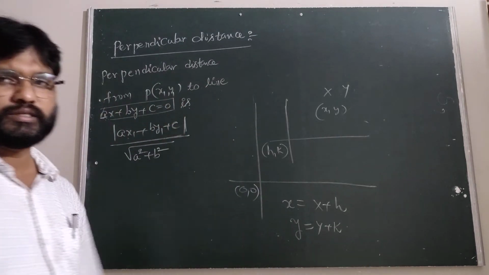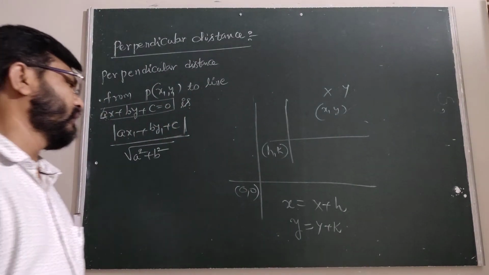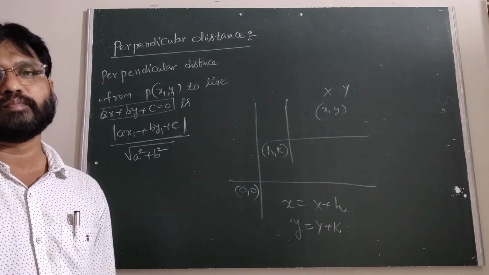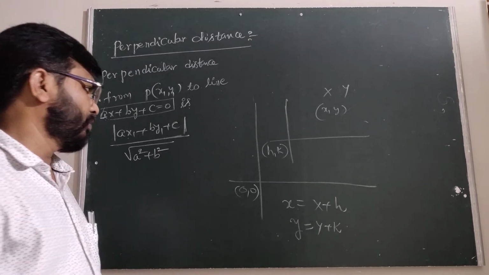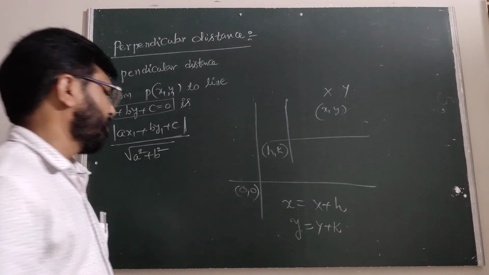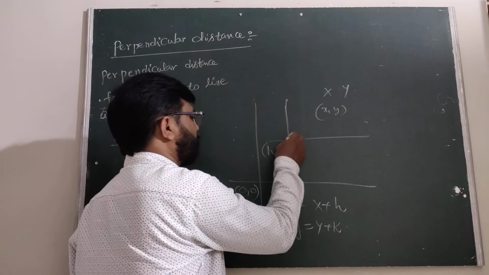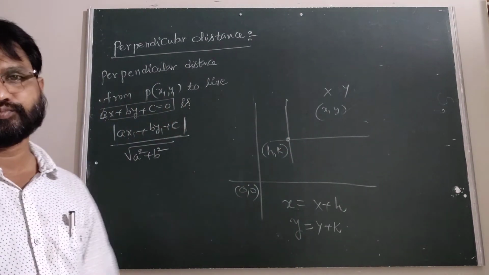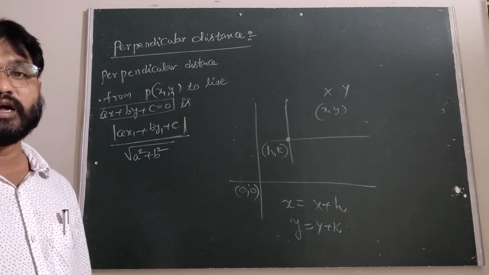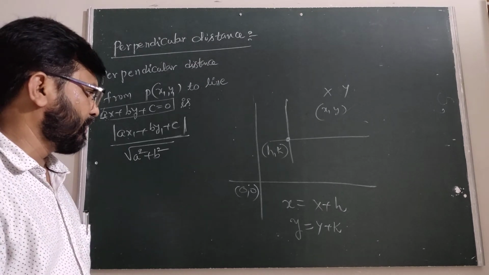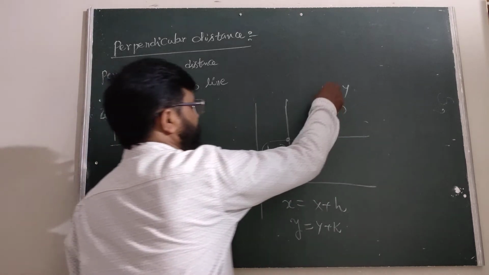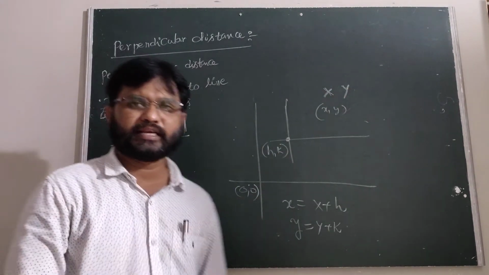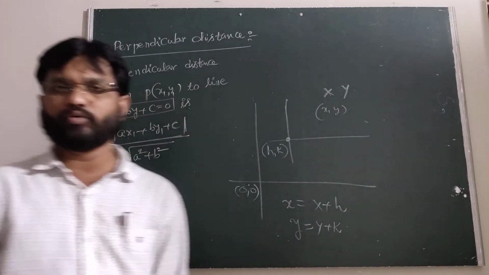This is the answer. Yes or no? The small x is capital X plus h and the small y is capital Y plus k. This is the formula. Do you understand? When the origin is shifted to the point h comma k by the translation of axis, the small x comma small y can be written as capital X plus h comma capital Y plus k. Okay.